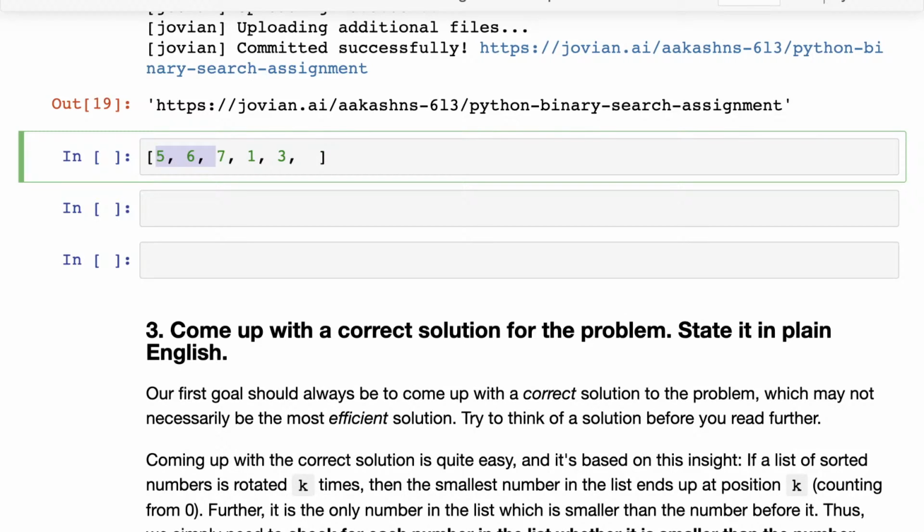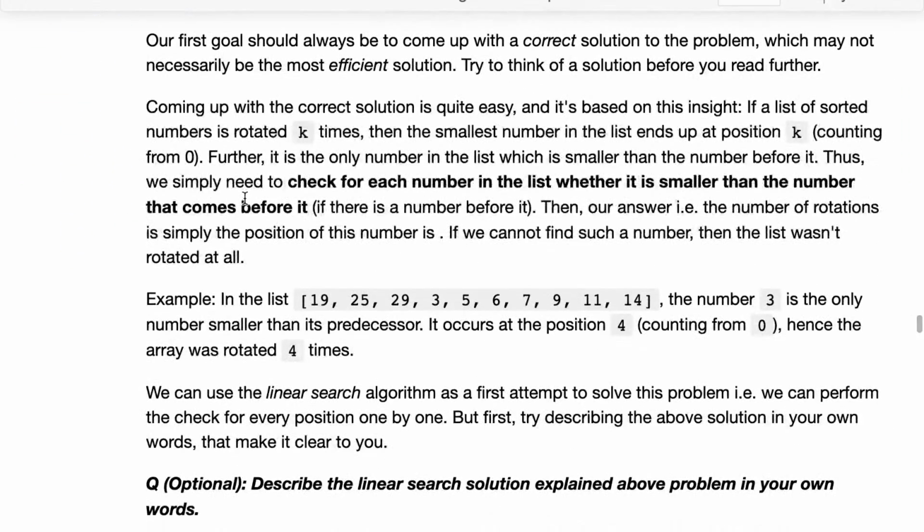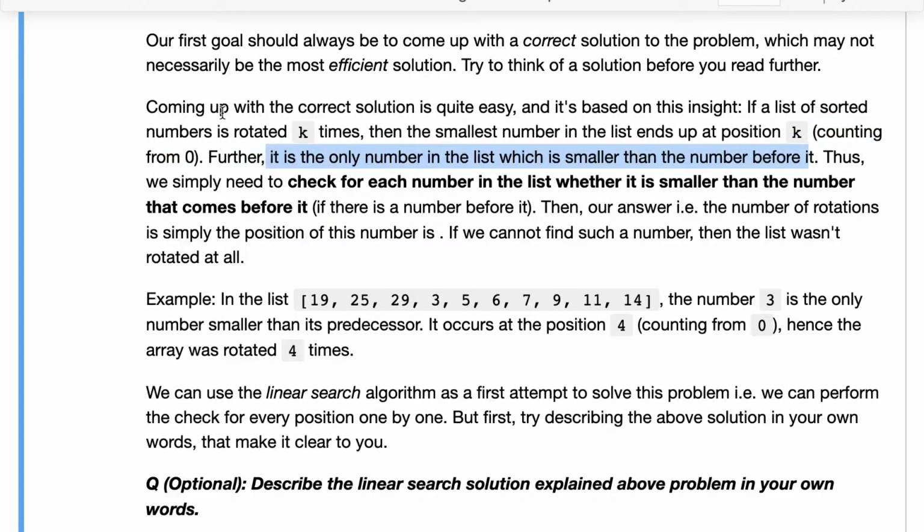Okay, so now we've moved 3 elements or rotated the list 3 times, and the smallest element ends up at position 3. So it seems to hold true, and you can verify this now with a larger list, smaller list, empty list, and all the test cases that you have. And if a sorted list was rotated k times, then the smallest number in the list ends up at position k, counting from 0.